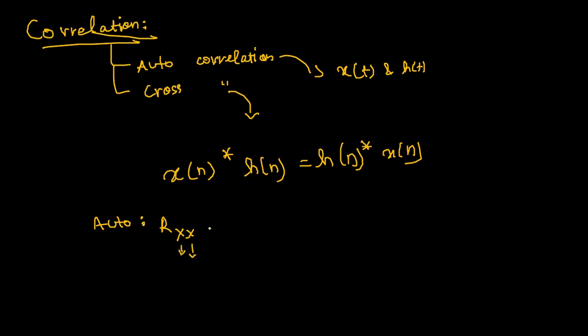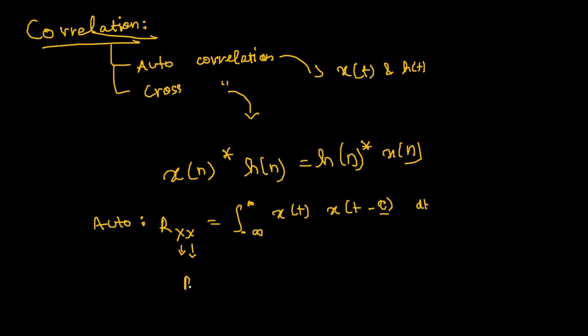So let's denote this as r x x is equal to integration from minus infinity to infinity of x of t into x of t minus tau dt. Right, so here there is no reversal. You are just shifting x of t by tau units, and then you go on multiplying.